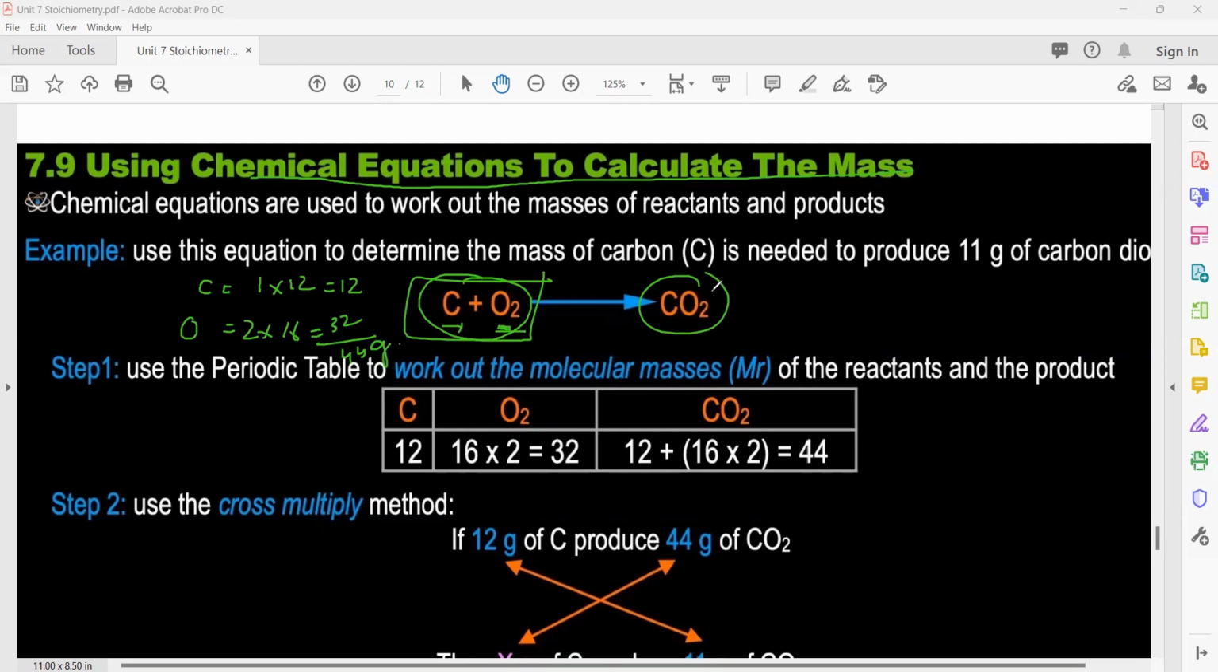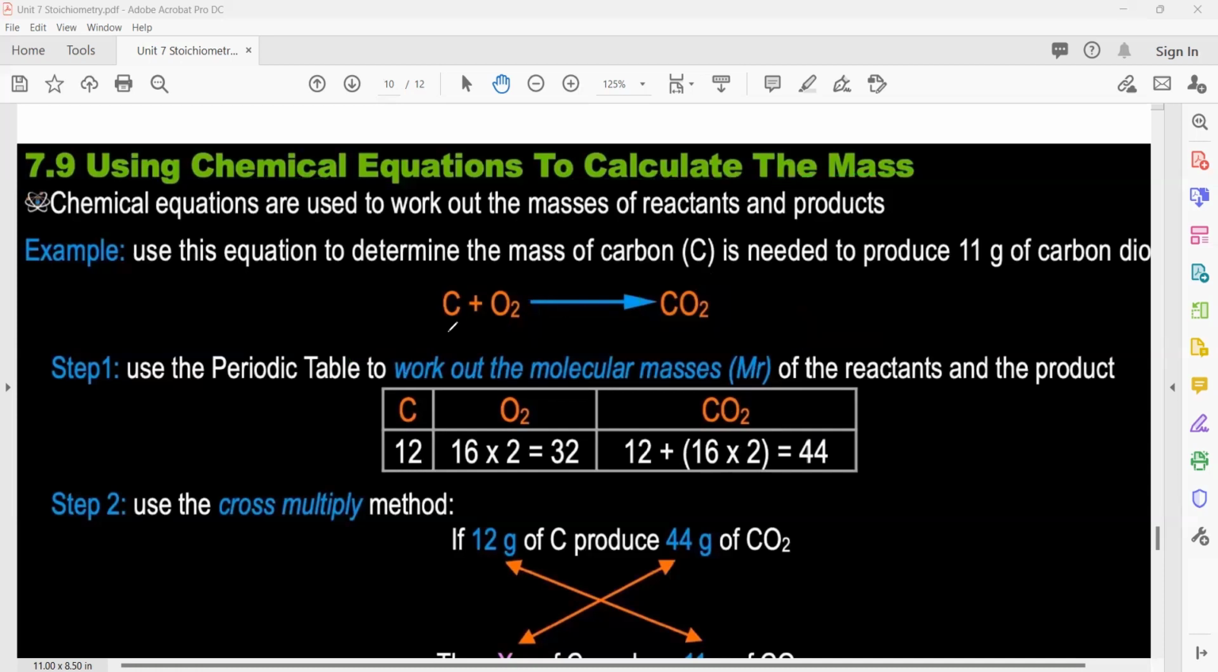Now come to this side. Carbon, how many here? 1. Oxygen, how many here? 2. So again, 12, 32, 44. So on both sides, it is balanced. What does it mean? In other terms, how many grams of carbon here? 12 grams. How many grams of oxygen? 32 grams. And how much carbon dioxide are you getting? 44 grams. So you can say that if you burn 12 grams of carbon, it can give you 44 grams of carbon dioxide.